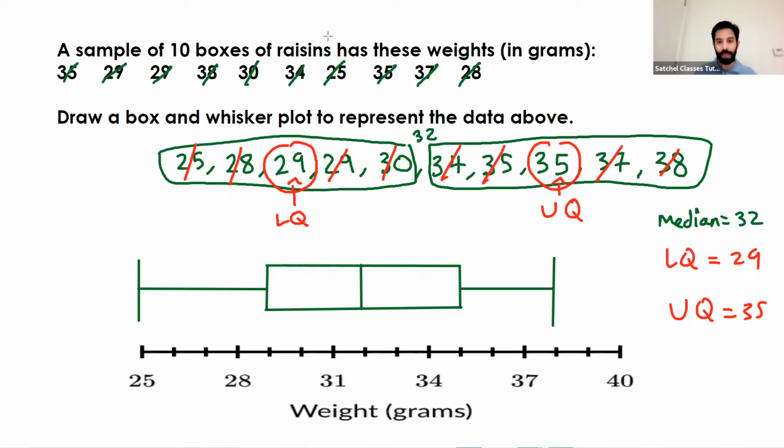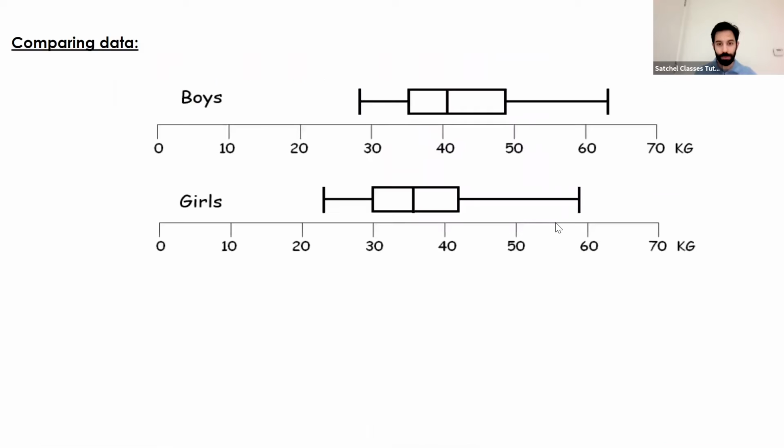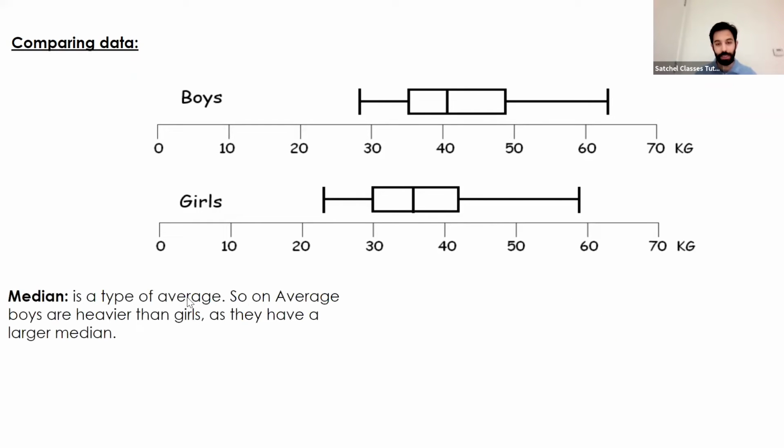So if I clear all the drawings and move on, now here you might be given questions where you have to compare box plots, and this is where the IQR will be quite handy. Now, to compare box plots, there are three things you need to look at. In this case, we're looking at the weights of boys and girls. First, look at the median, because the median is a type of average. So in this example, we can say on average, boys are heavier than girls as they have a larger median. And that's true, because the median for the boys is approximately 42.